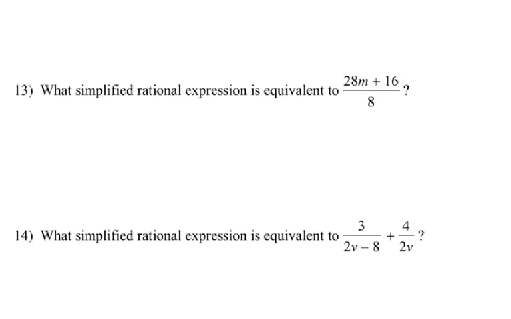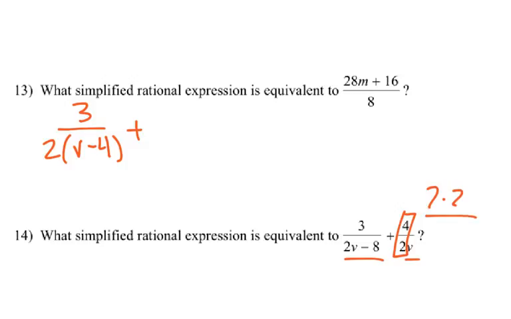Okay, now number 14. The thing to remember with adding and subtracting, we have to have common denominators. So I try to simplify these denominators. 2v and 8, 8's like 4 times 2, I can pull a 2 out. So I really have 3 over 2 times v minus 4 plus, now can I simplify that? Yeah, 4 is like 2 times 2 over 2v. I can eliminate a 2 and have just 2 over v.